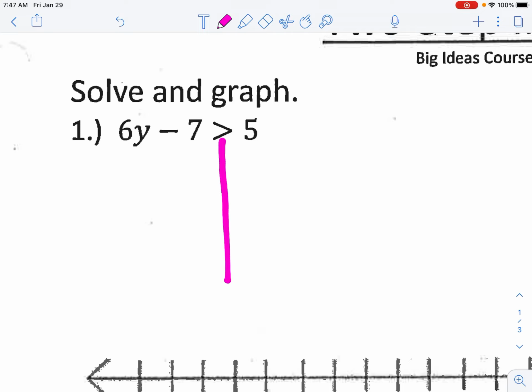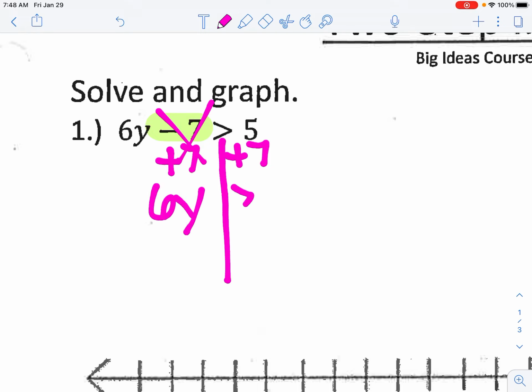So I'm going to draw my mirror. Remember, the first thing we undo is the adding or subtracting. So what I notice right here is minus 7. How do we get rid of minus 7? We add 7. Add 7 to the left and add 7 to the right. Show me that your 7s are going to cancel. So now the question is 6 times what is greater than 12?